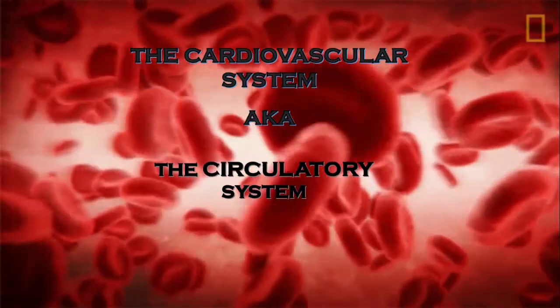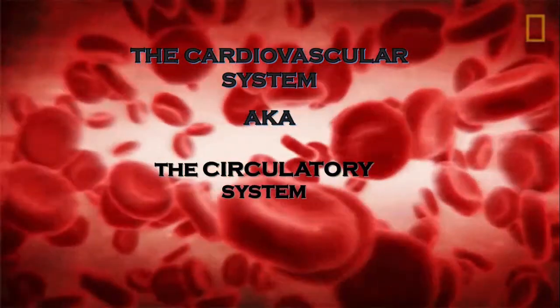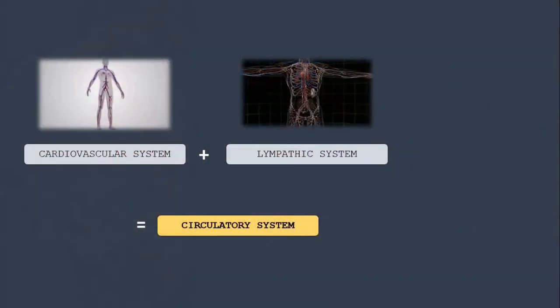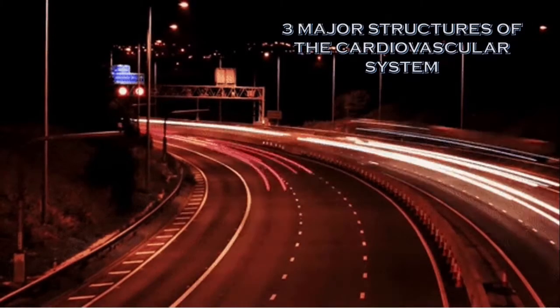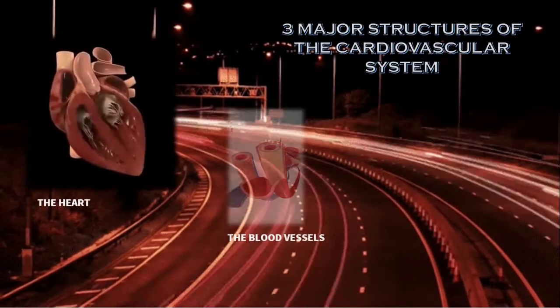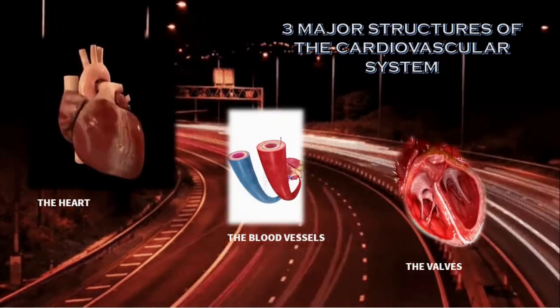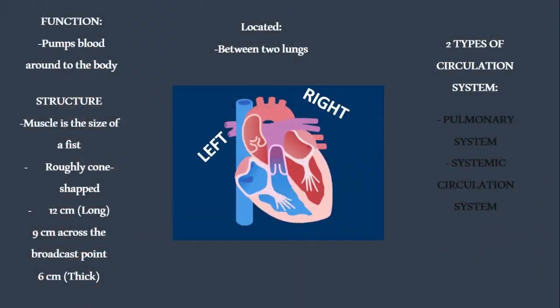The cardiovascular system, also known as the circulatory system. The cardiovascular system also includes the lymphatic system to create the circulatory system. These are the three major structures of the cardiovascular system. The first structure is known as the heart. The function of the heart is to pump blood around to the body.